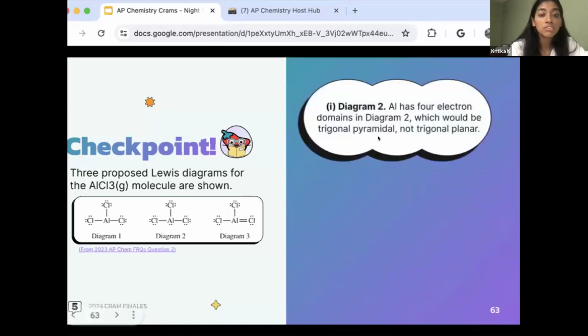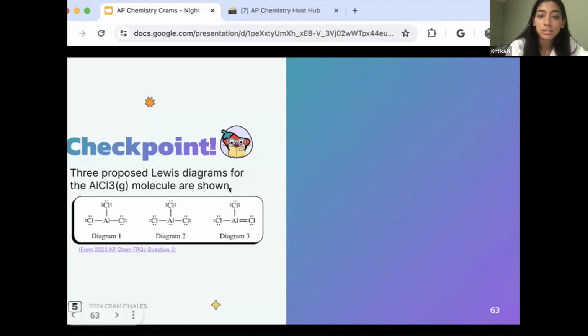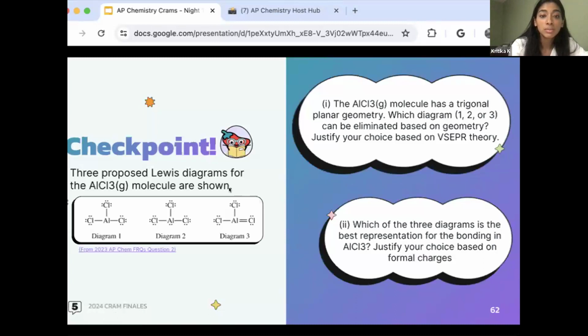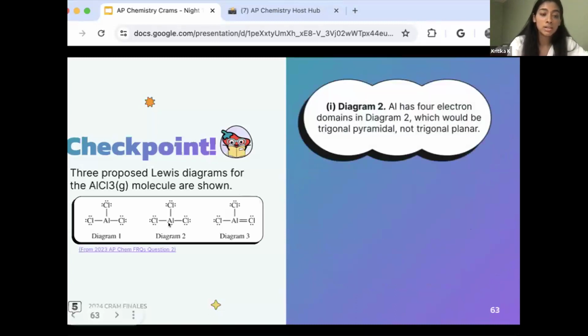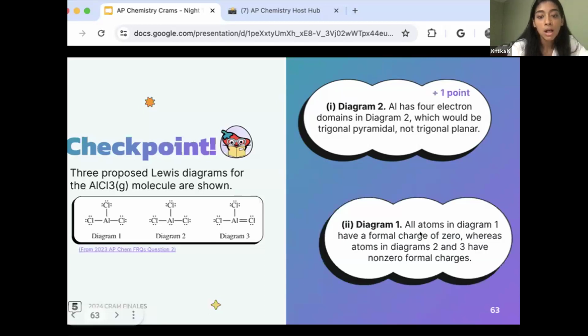So for the first question, diagram 2 is not trigonal planar because it is actually trigonal pyramidal, which you can tell by the fact that it has an extra lone pair on the Al. And for the second question, all atoms in diagram 1 have a formal charge of 0, so therefore it is the best representation.